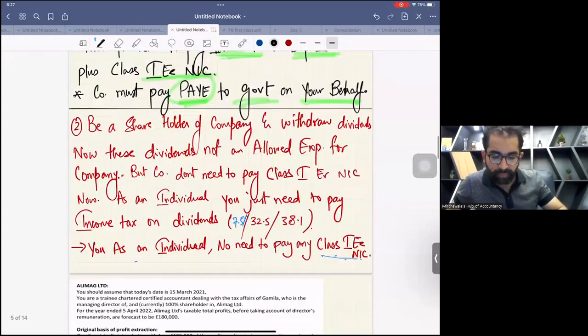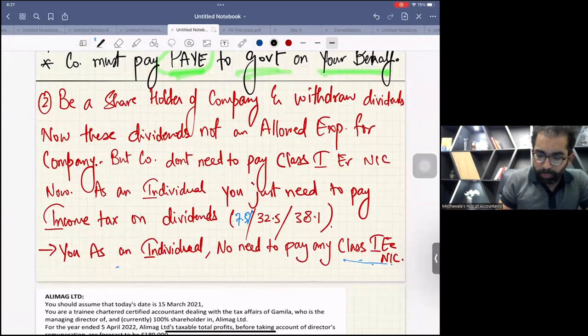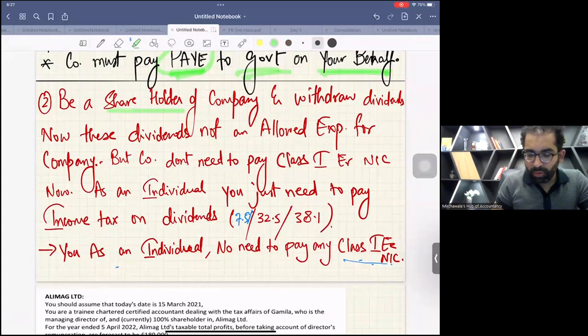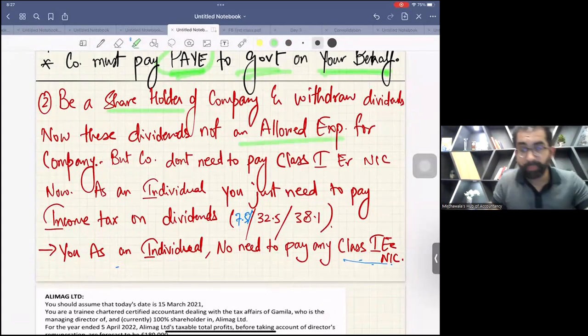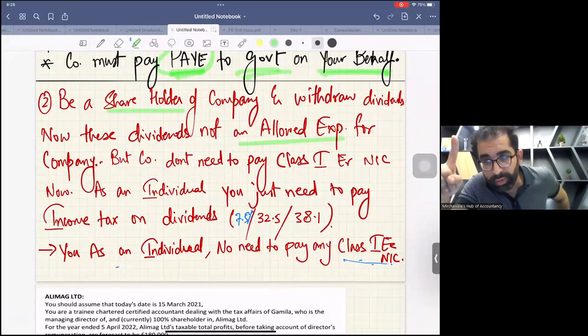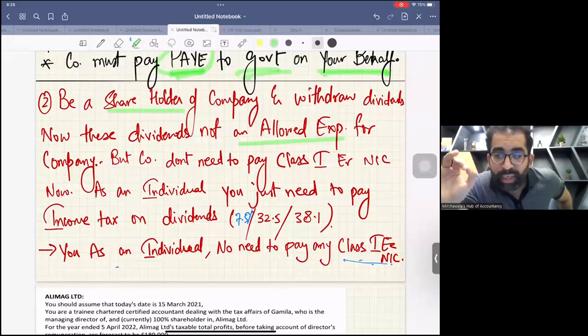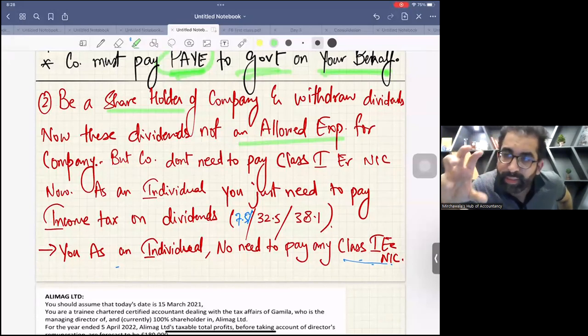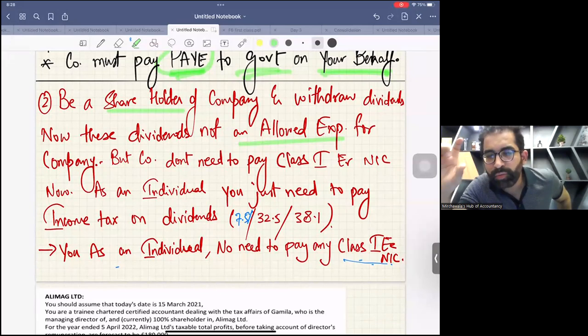Now we have to read the next paragraph. Be a shareholder of the company and withdraw dividends. Now these dividends are not an allowed expense for the company. Be very careful. Dividends are not an allowed expense at all because they are being given to the owners, right? So ordinary dividends are not an allowed expense. Plus, one extra thing which I have not written here: ordinary dividends are distributed from profit after tax. First, you have to pay corporation tax and the remaining funds you distribute. Ordinary dividends are distributed from profit after tax. This is the accounting terminology. I hope you remember, okay?